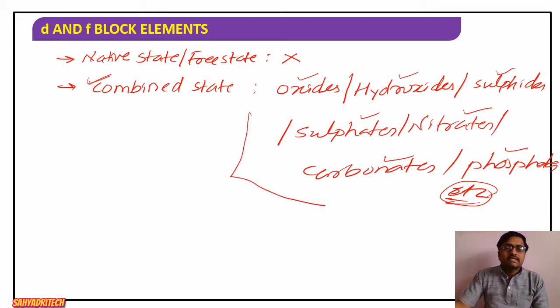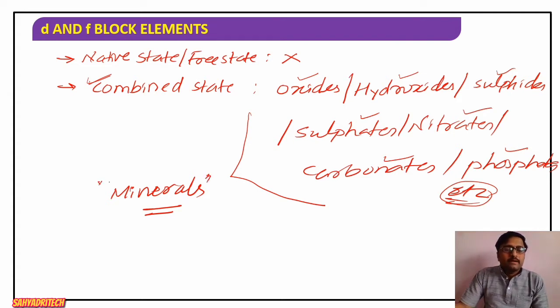All these combined states which are available in nature are called minerals. The combined state of an element which is available in the earth's crust, or generally in nature, is called a mineral.